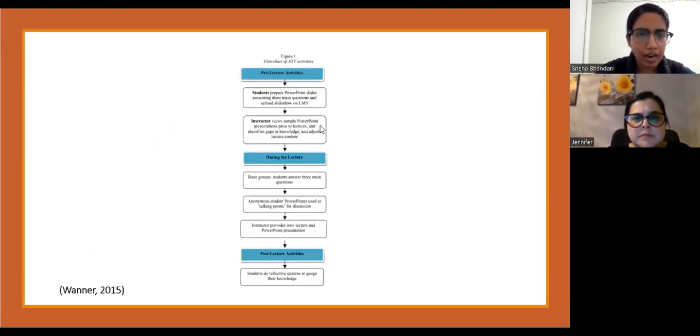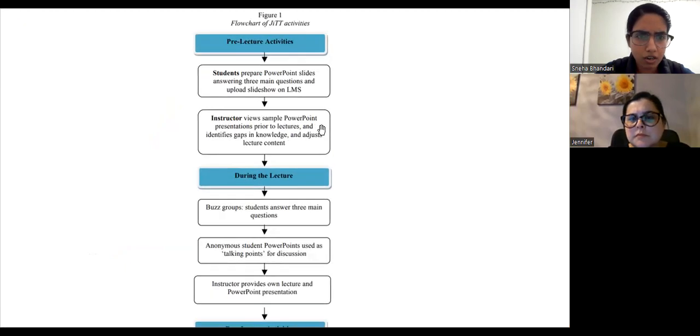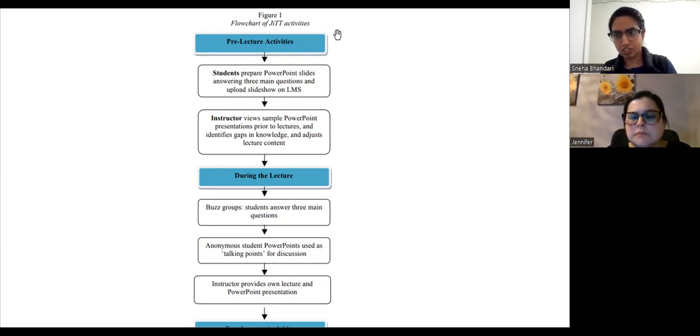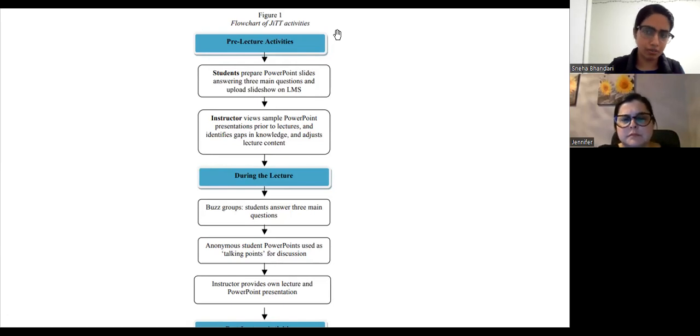So are you able to see the screen here? Yeah, I zoomed it. What they did is they divided the lecture into three sessions: pre-lecture activities, during the lecture activities, and post-lecture activities. I will focus here on the pre-lecture activities. Thomas Warner in 2015 did this research and published the article.